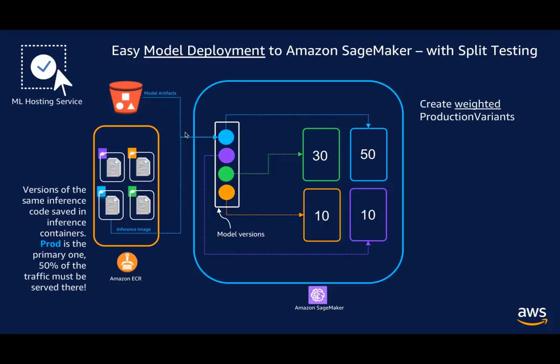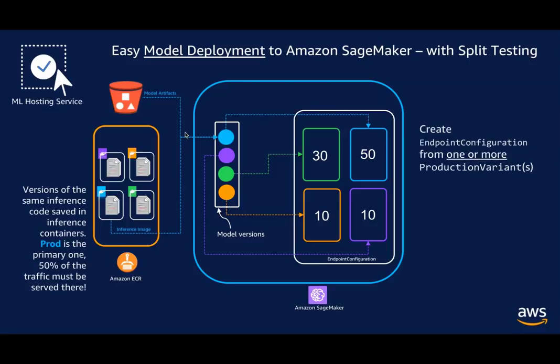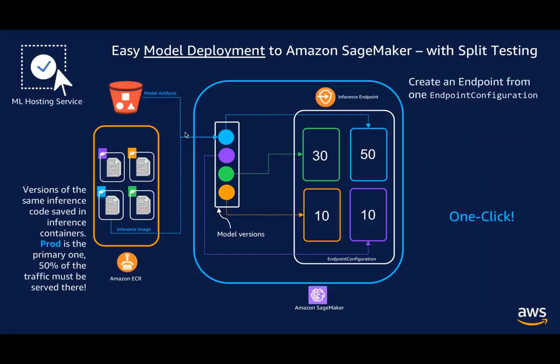You combine these production variants to create an endpoint configuration. Once you have that endpoint configuration, you can create an endpoint from it with one click or one API call, and you create the inference endpoint, and that actually implements an API endpoint for your model deployment.